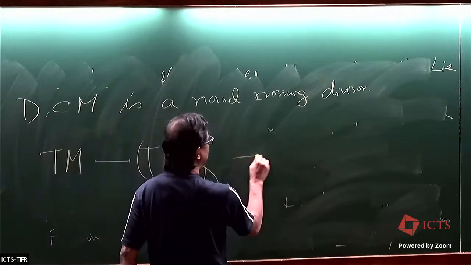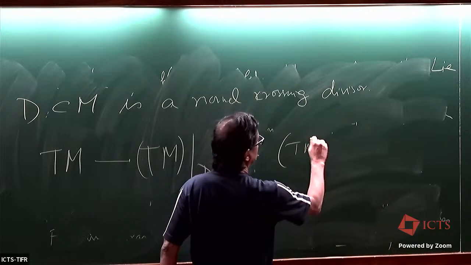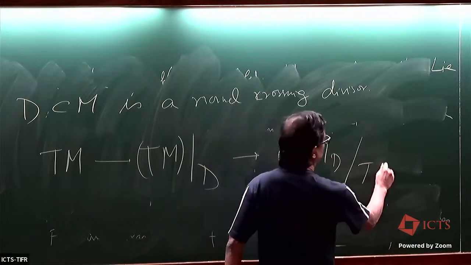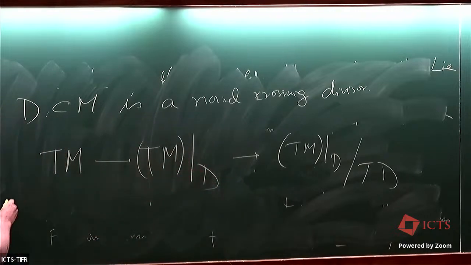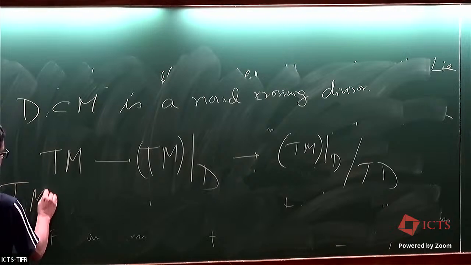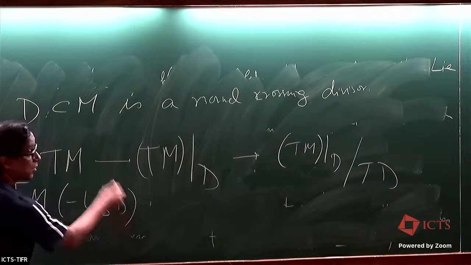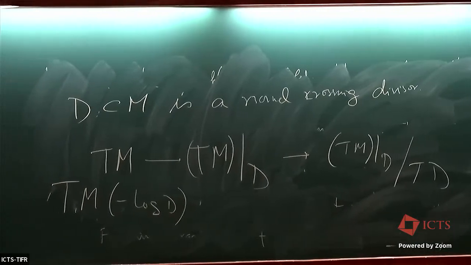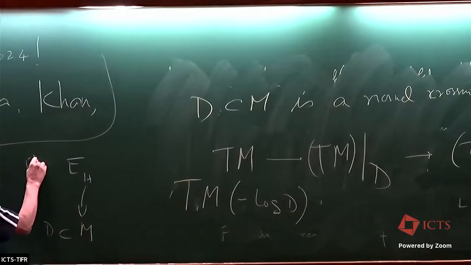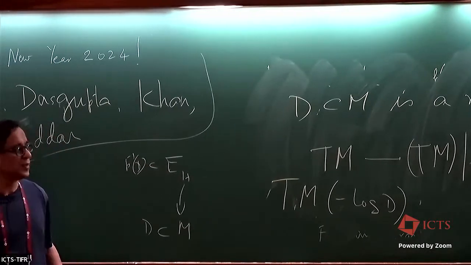Now you quotient it to the tangent bundle of D. Look at the composition. The kernel of this composition is called TM minus log D, the logarithmic tangent bundle. Now, first note that P from EH to M was a submersion. So if I take the normal crossing divisor, P inverse of D, this is also a normal crossing divisor.